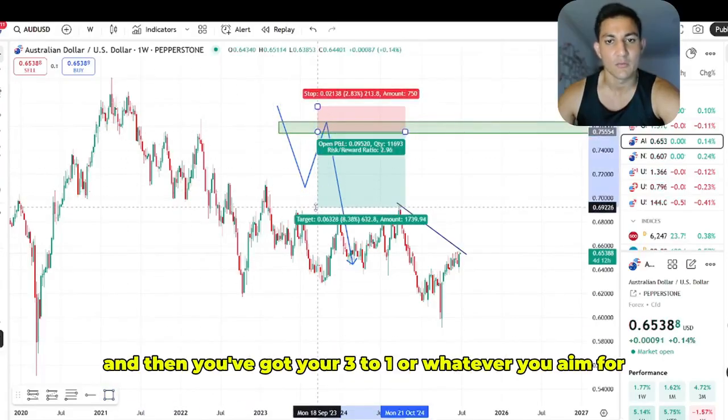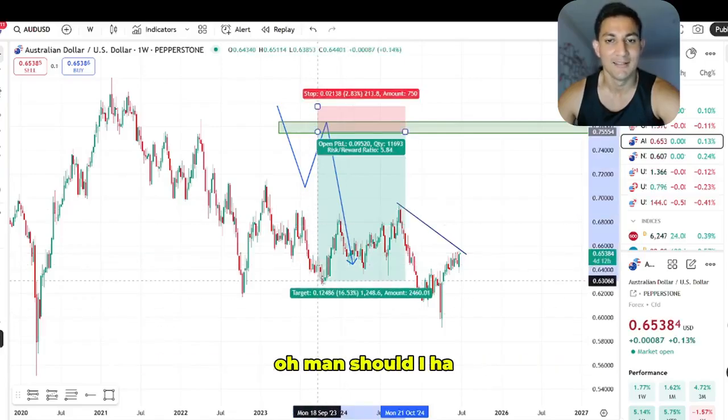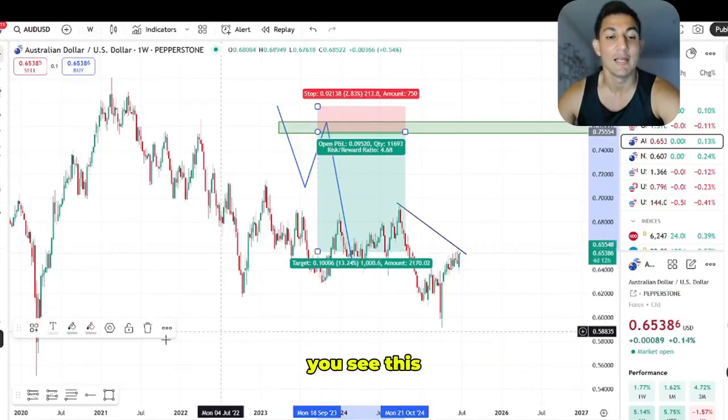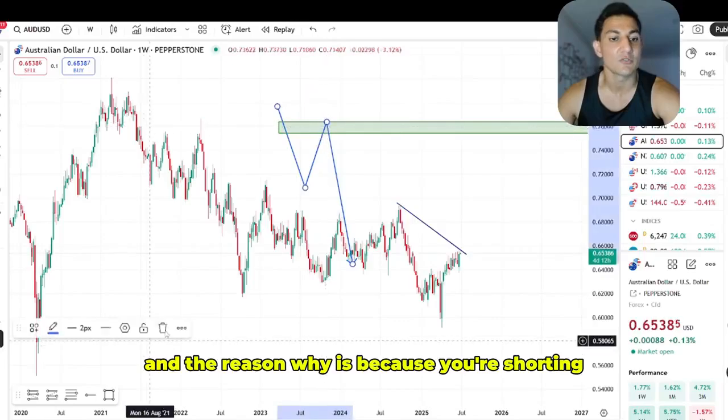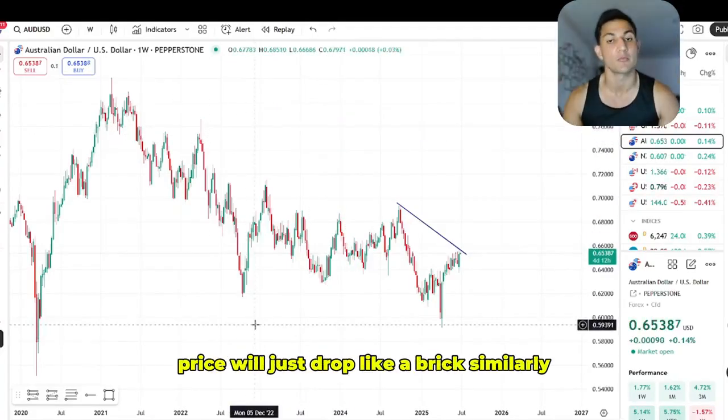And then you've got your 3 to 1 or whatever you aim for. And then price comes all the way down. And you think, oh man, should I aim for like a 10 to 1 or whatever, right? You see this. And the reason why is because you're shorting a weak currency, right? And if you short a weak currency, price will just drop like a brick.